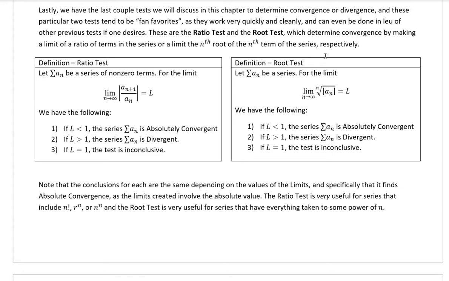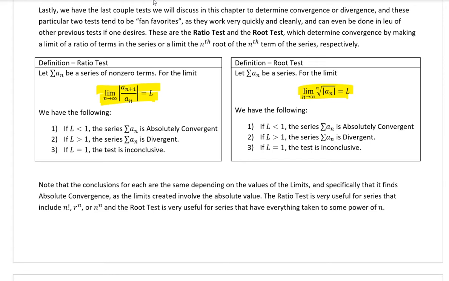When we find each of these limits, we find what that limit equals. If that limit is found to be less than 1, then the series is absolutely convergent. And it's absolutely convergent because, as you see in the definitions here, for how we set up the limits, we take the absolute value anyway. So any of those pesky (-1)^(n+1) terms are going to go away. They are going to be irrelevant.